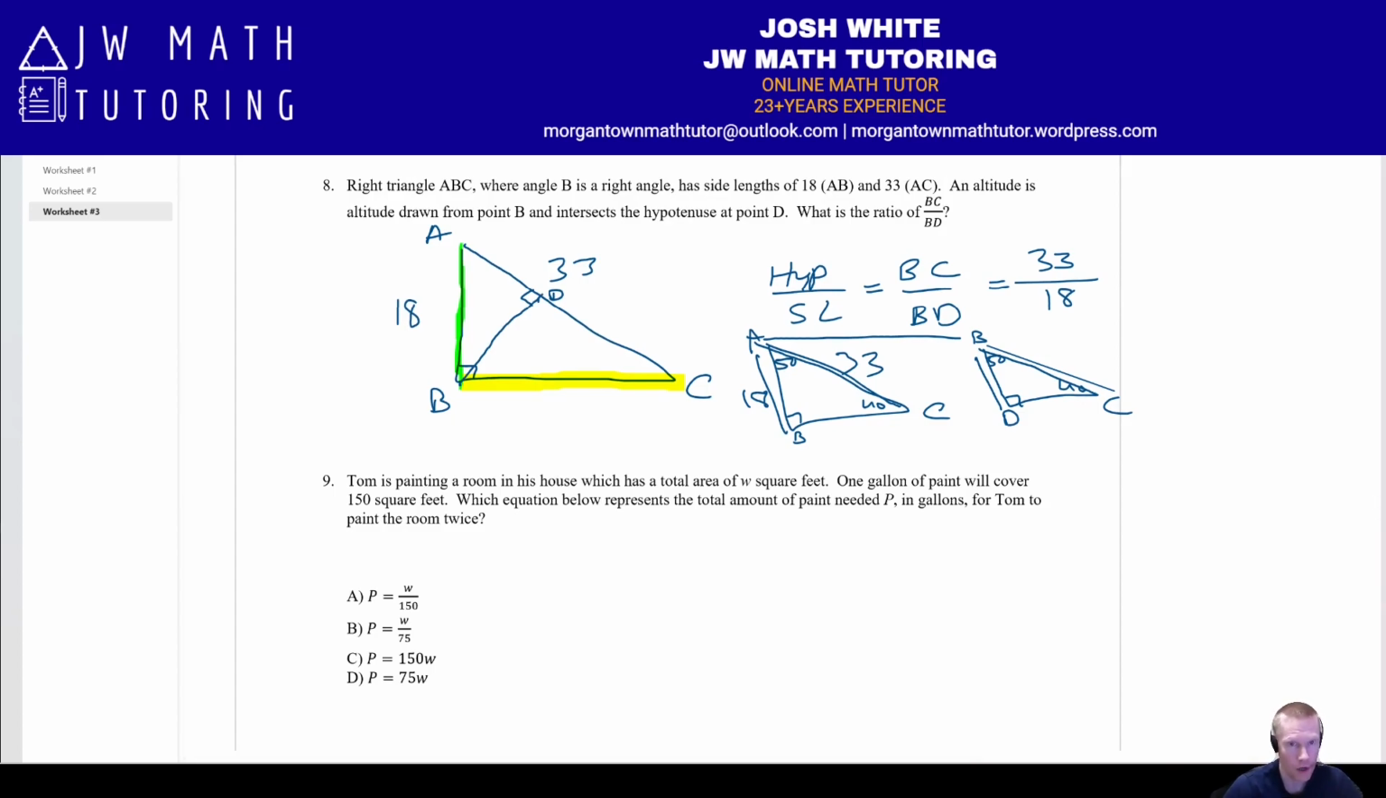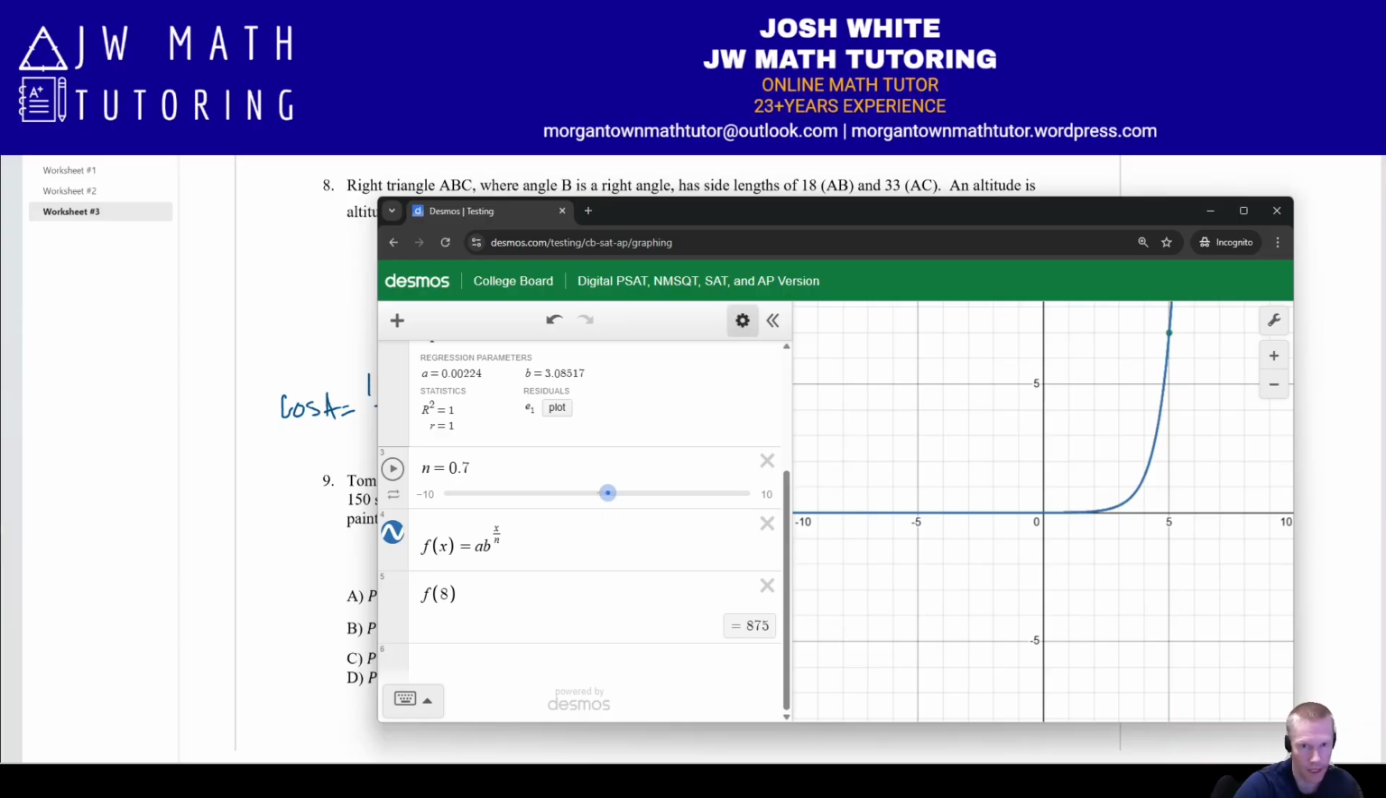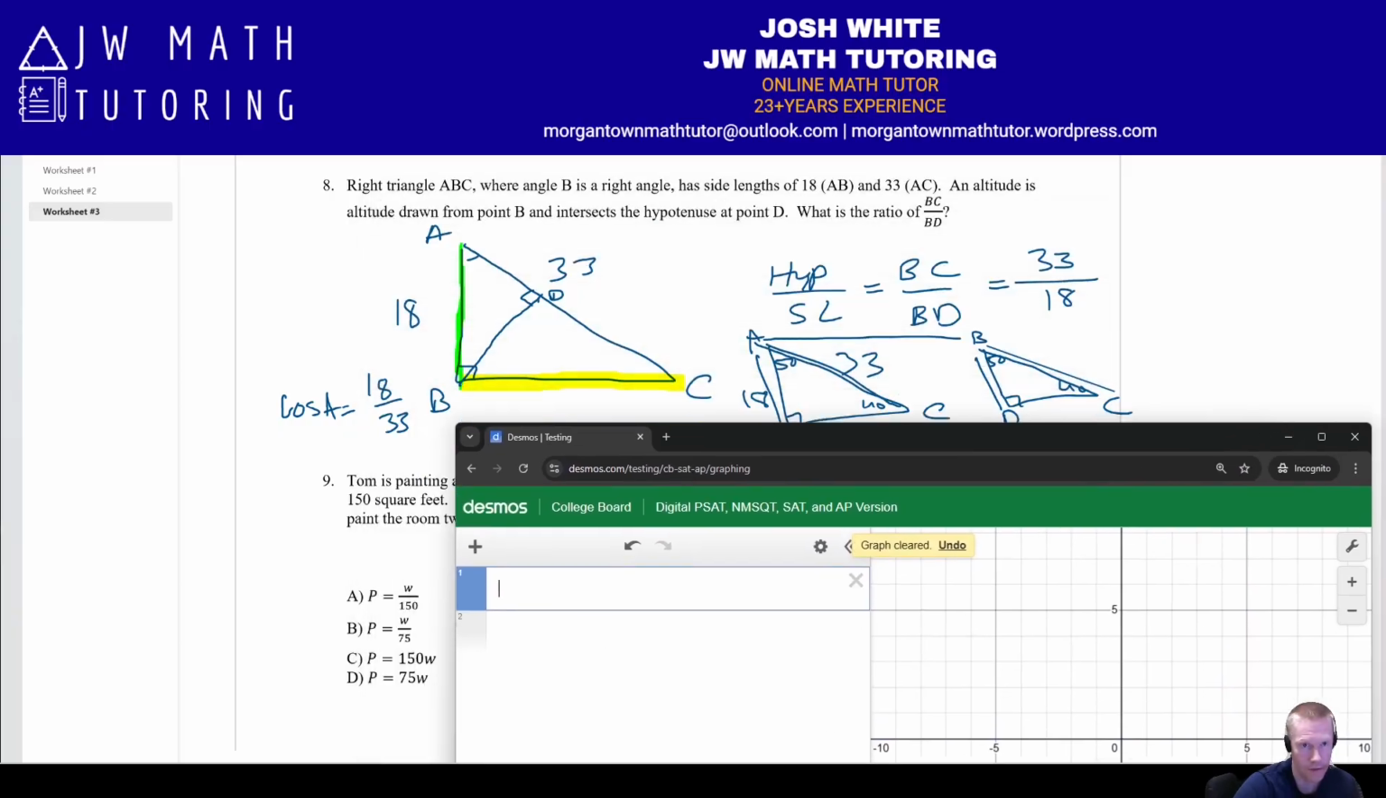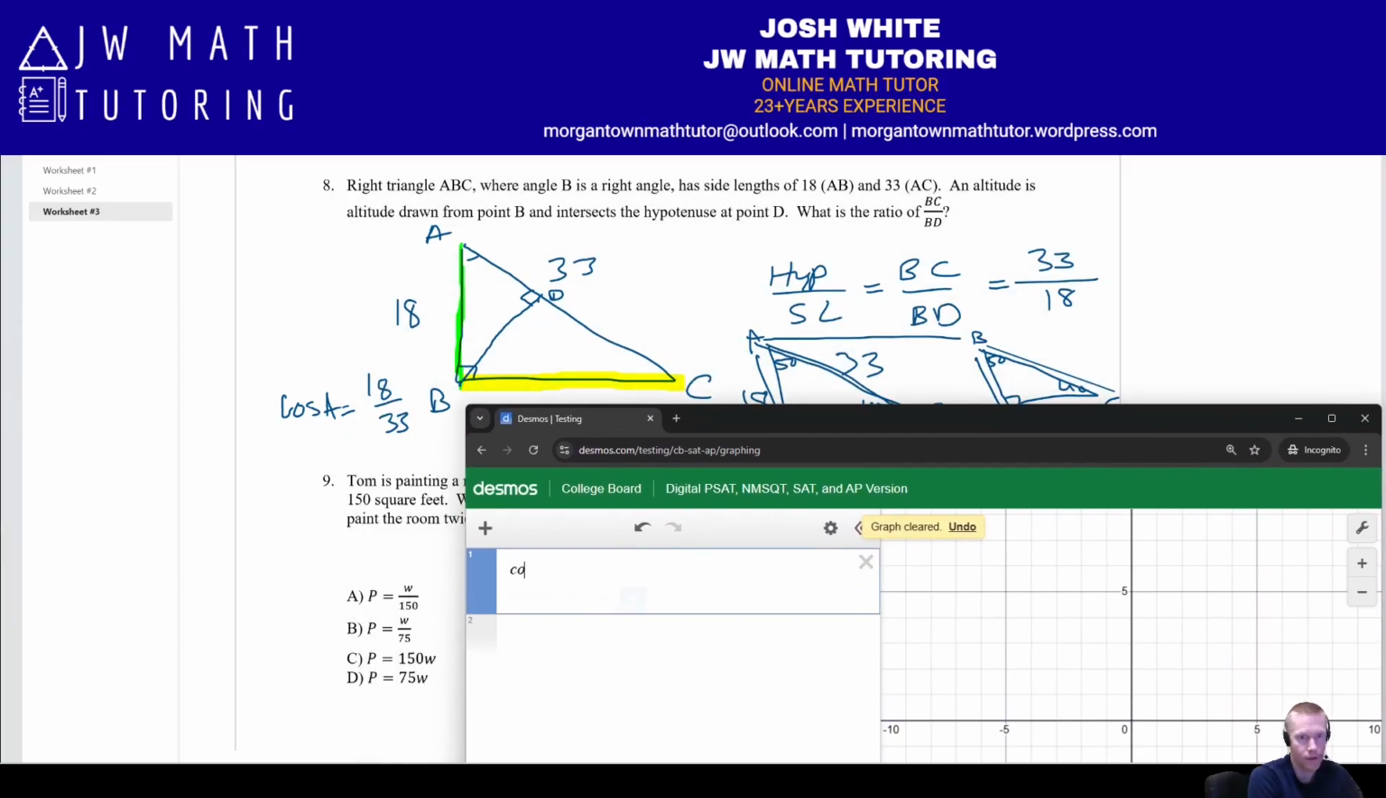So what you have to do first is find one of the measures of the angles in this triangle. Let's start with A. I know that the cosine of A is equal to its adjacent over its hypotenuse, so 18 over 33. Let's go to Desmos and find that out. So angle A is arc cosine, inverse cosine, 18 over 33.